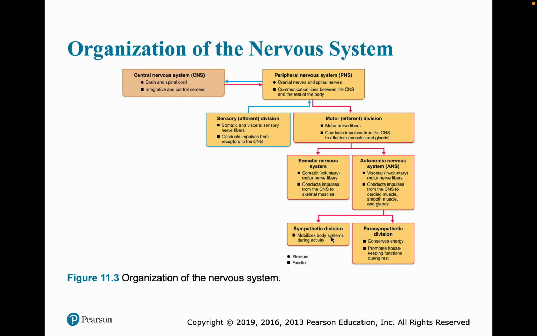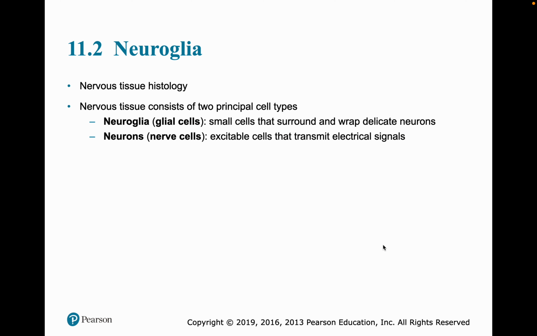So our sympathetic division tends to turn up things, it mobilizes body systems during activity, whereas our parasympathetic division slows things down, helps us conserve energy and take care of housekeeping functions. I'll stop there for this first section.